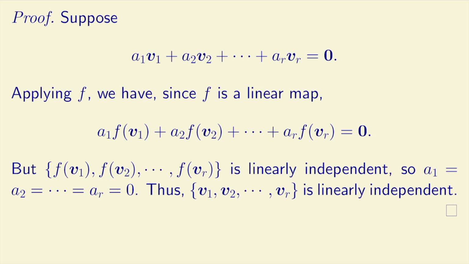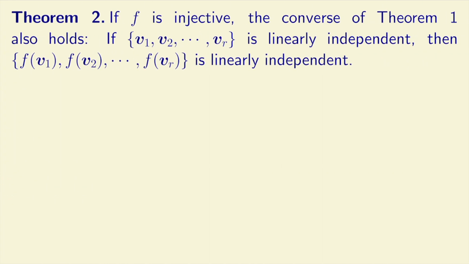Good question. Theorem 2 addresses that. It says the converse is true, but only if the linear map f is injective. So if f is injective and v1, v2, ..., vr is linearly independent, then f of v1, f of v2, ..., f of vr is also linearly independent. Why does it have to be injective? Let's look at the proof.